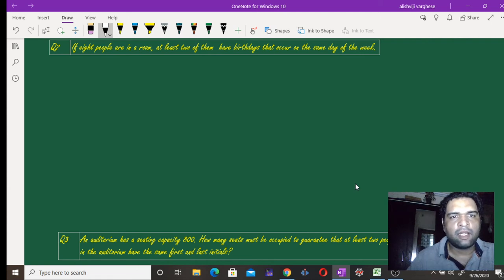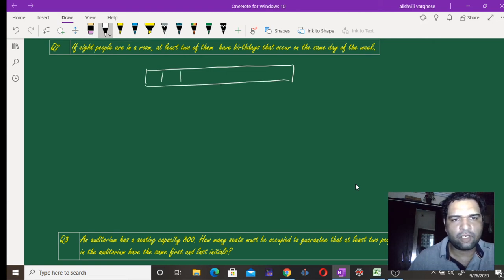Now, the second one: if there are 8 people in a room, at least 2 of them have birthdays that occur on the same day of the week. So here we consider the pigeonholes as the days 1, 2, 3, 4, 5, 6, 7, the 7 days in a week. So the number of pigeonholes is equal to 7. And it is given that there are 8 persons in the room. So 8 is greater than 7.